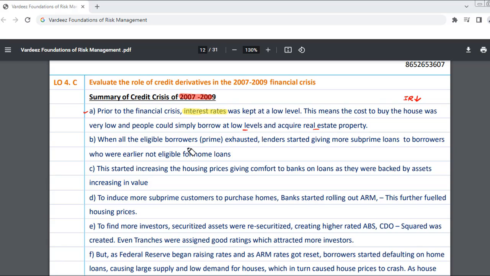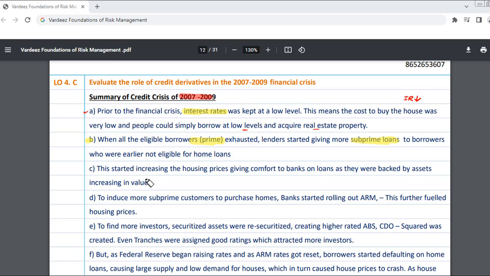Now the point to note is that all the qualified prime customers were exhausted. Banks needed more borrowers so that they could pass the loans on to the SPV and get their spread. Hence, the lenders started giving more subprime loans to borrowers who were earlier not eligible for home loans. So this was the second situation.